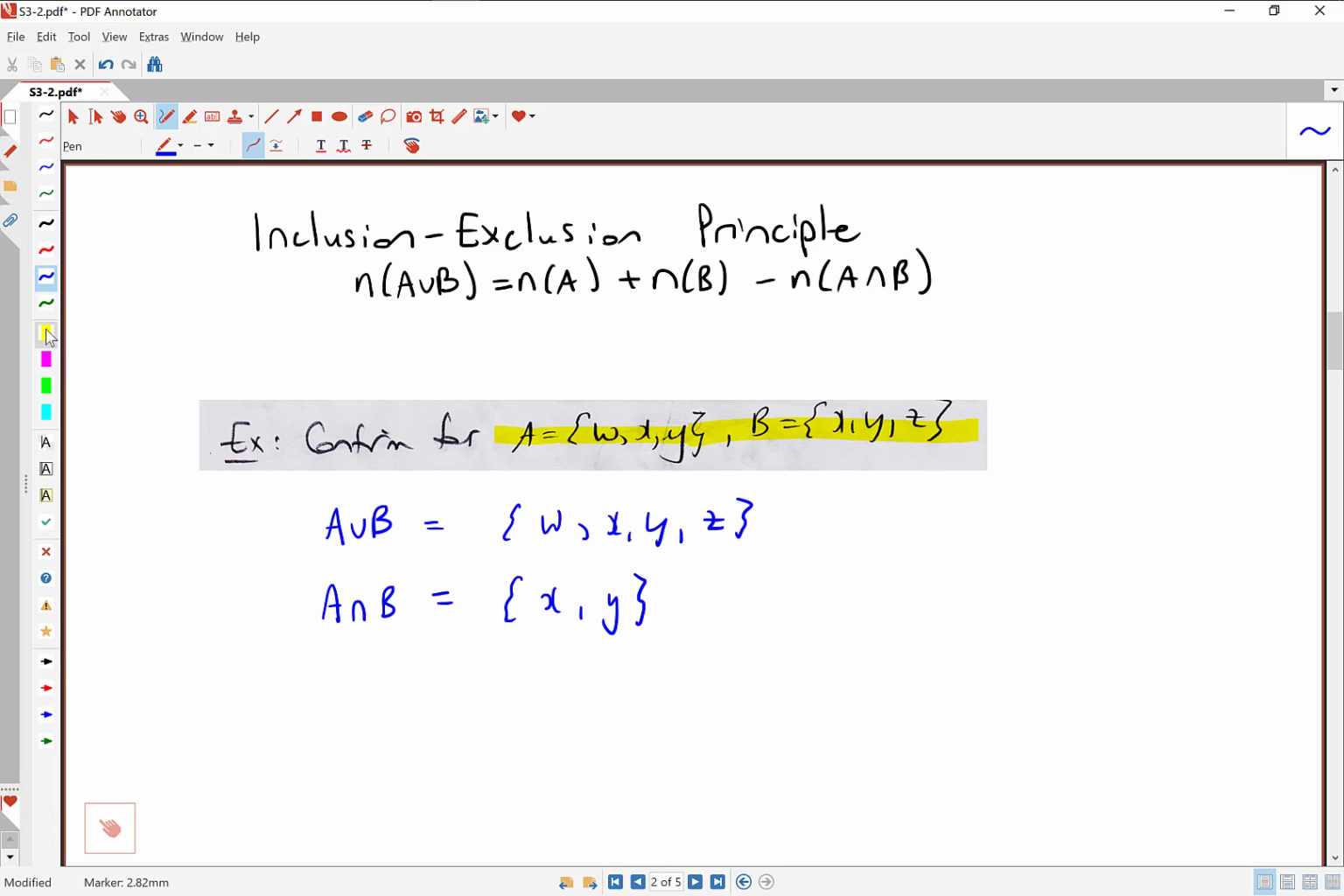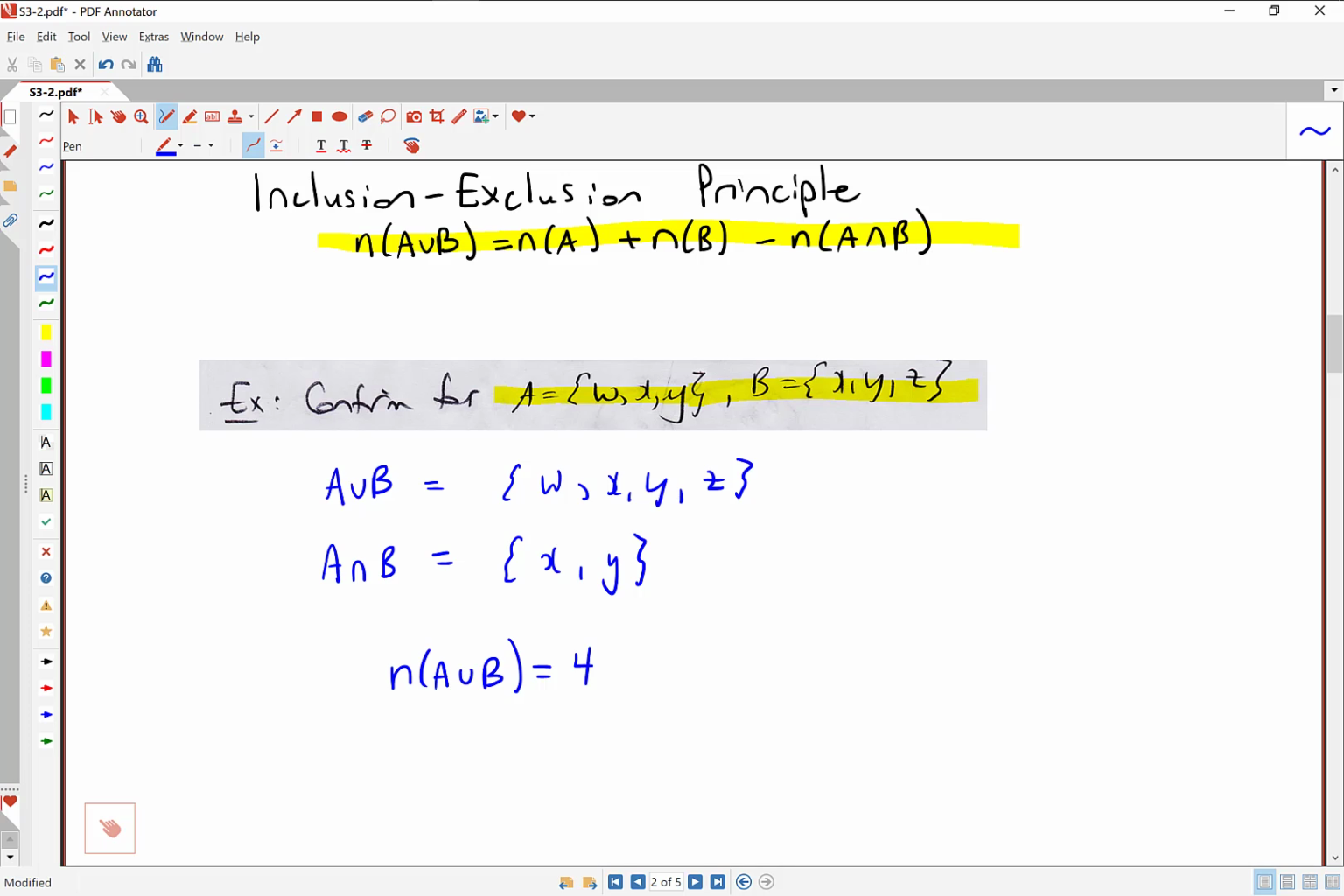So let's look up to our inclusion-exclusion principle, which we've got up at the top of the screen here, and let's look at the left side. The left side is saying number of elements in A union B. Well, we've calculated A union B and we found out that there are 4 elements in there. So that's the left side of the equation.